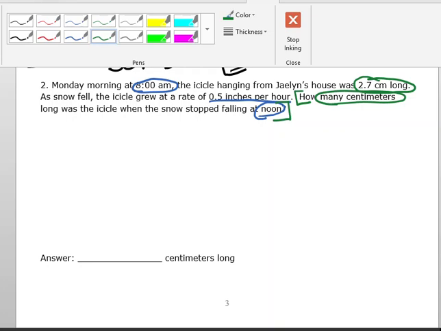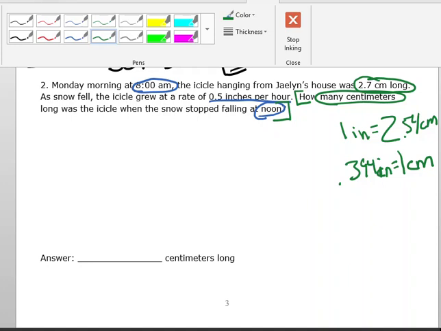Your conversion here is that 1 inch is equal to 2.54 centimeters. The opposite of that conversion is 0.394 inches, forgive me, is equal to 1 centimeter. What I want to do is first find out how many inches.